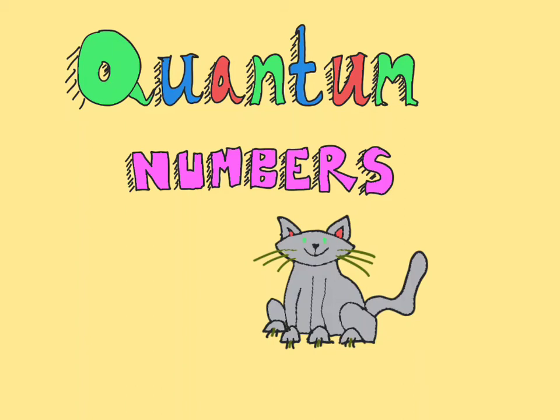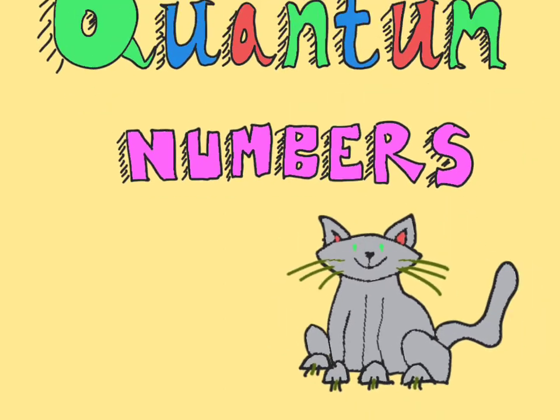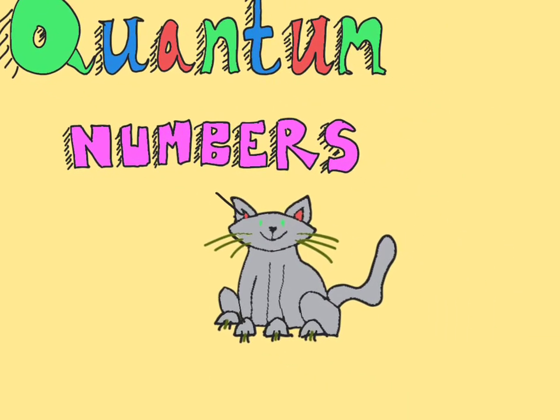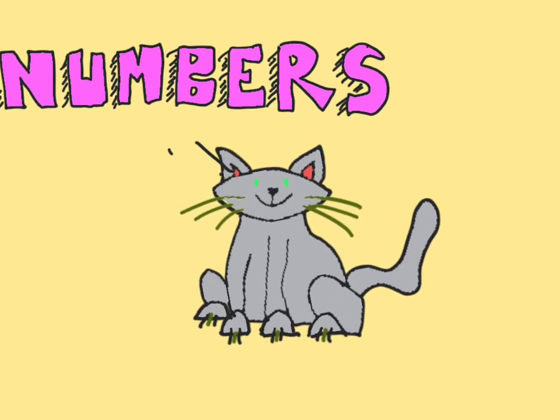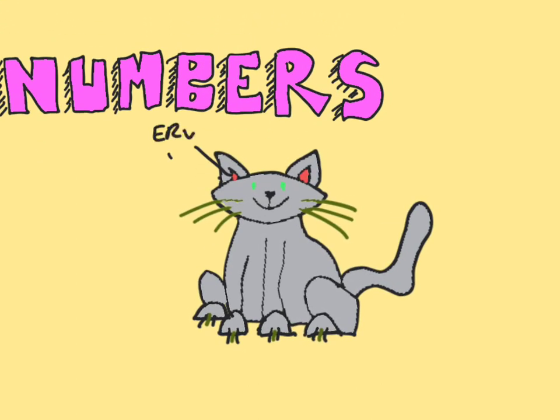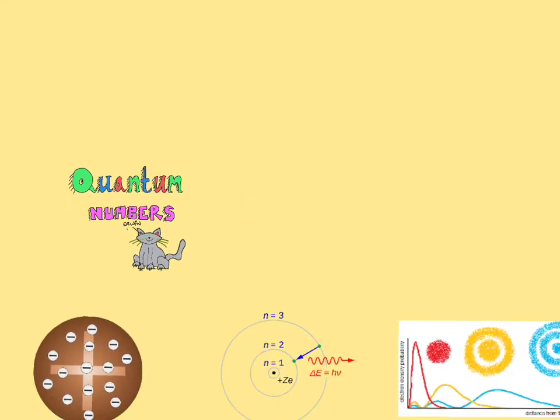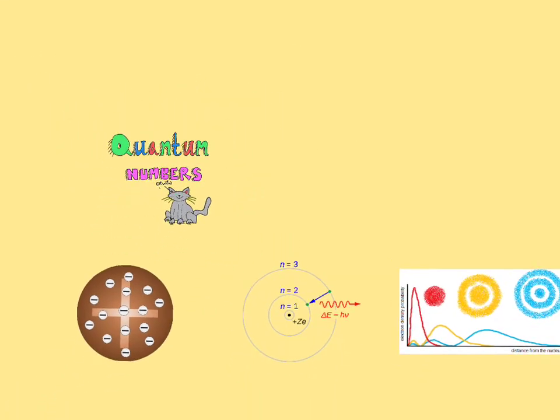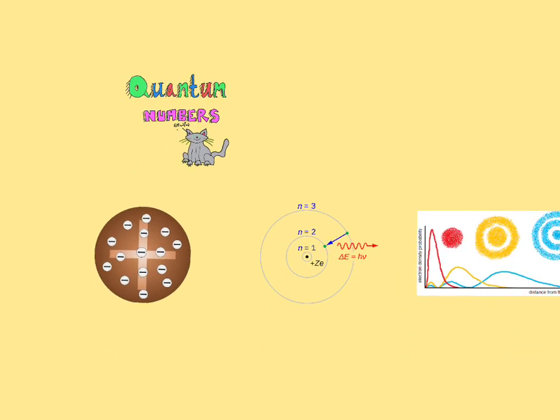Welcome folks, and in today's video we will learn about quantum numbers, and we will be ably assisted by a cat called Irwin. Now, quantum numbers allow us to explain the behavior of atoms, the atoms that form, well, the world around us. And our understanding of the atom has changed quite a bit through the years.